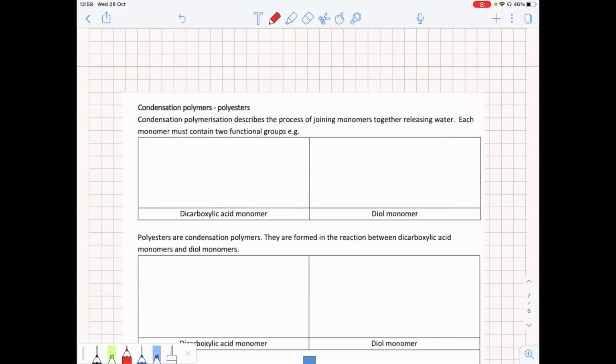Okay, so in this video we're going to have a look at condensation polymerization. In order to get into this, let's just explain what these phrases mean. If we're making polymers, as we are in addition polymerization, we are joining monomers together. So the whole process of polymerization is joining monomers together.